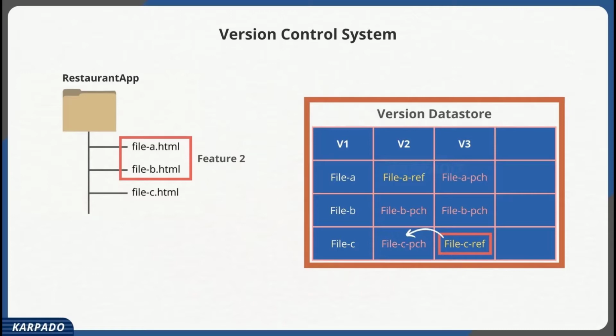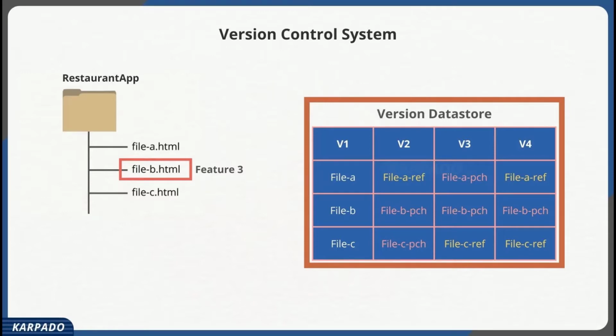So we have patch sets for file A and file B, and then for file C, we're only going to store the reference of its previous version. And similarly, assume that we have another feature where we need to make modifications to file B, and this is how the VCS software would store the information.